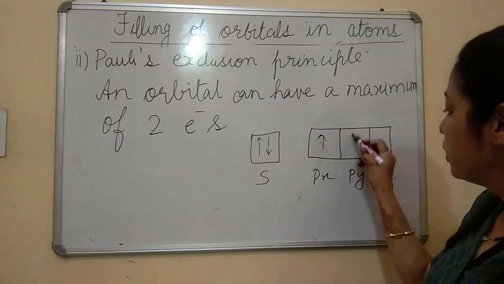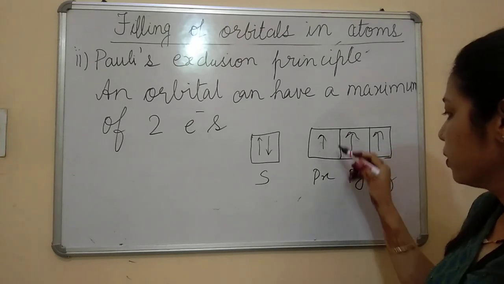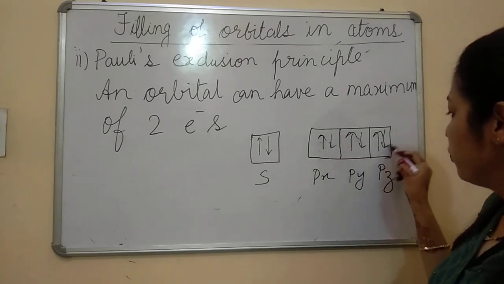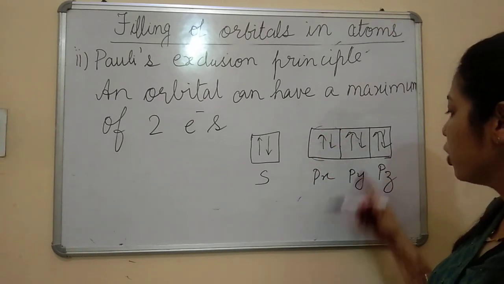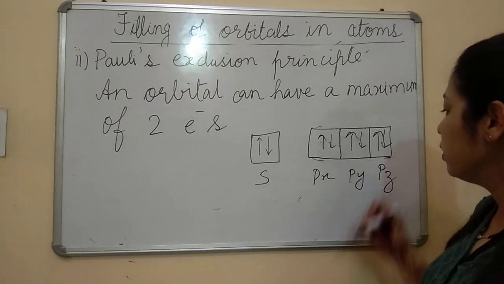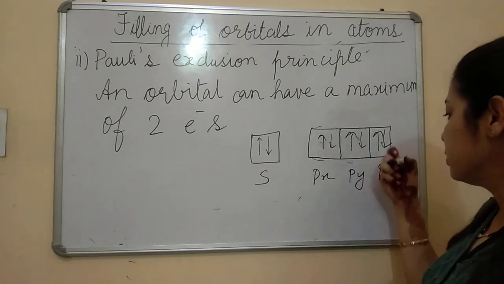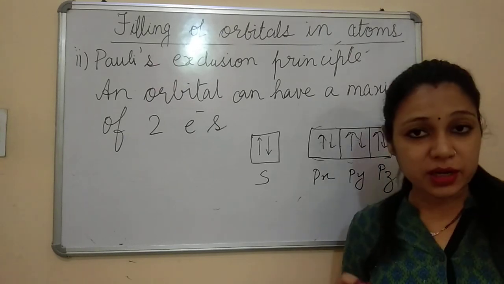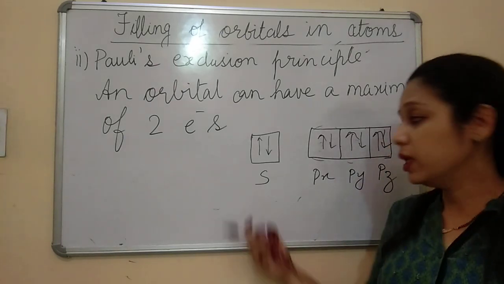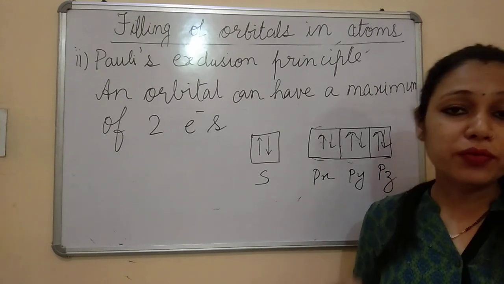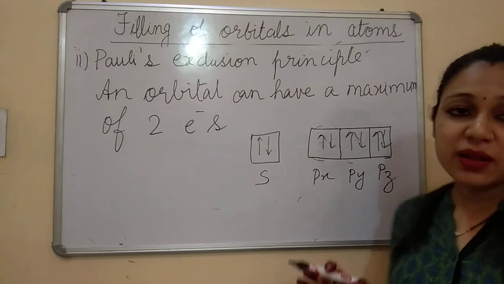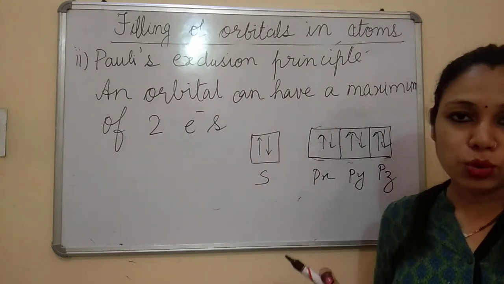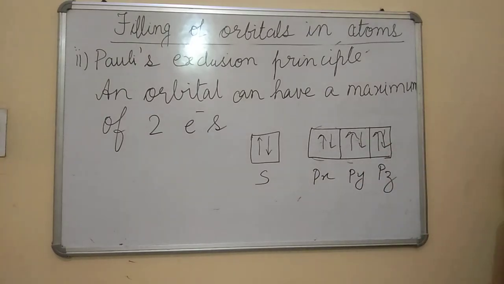Now these three p orbitals, this first one will have one orbital, so 2 electrons maximum can be accommodated. This is the second orbital, maximum of 2 electrons. This is the third orbital, maximum of 2 electrons. So in an orbital, a maximum of 2 electrons can be accommodated. So this was the statement given by Pauli's exclusion principle. I just hope children this one is clear to you all.